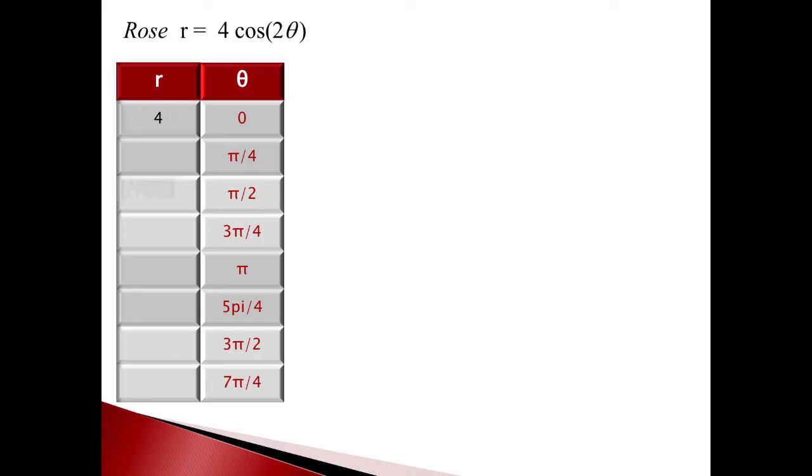Why in the world am I plugging in pi over 4? Well, the reason is, what I really want to be taking the sine or the cosine of, I want to be plugging into the sine or cosine these 4 corner angles, 0, pi over 2, pi, and so on. So how am I going to get the cosine of pi over 2? Well, in my equation, I have 4 cosine of 2 theta. Whatever angle I plug in there gets doubled.